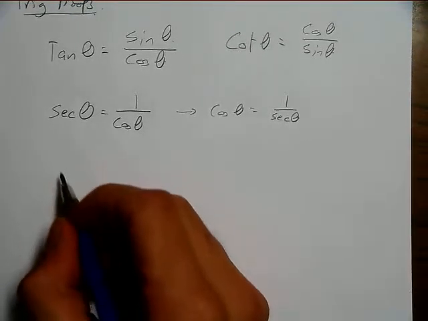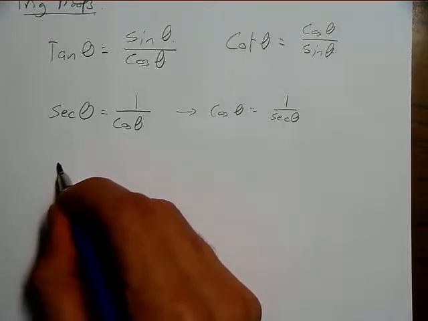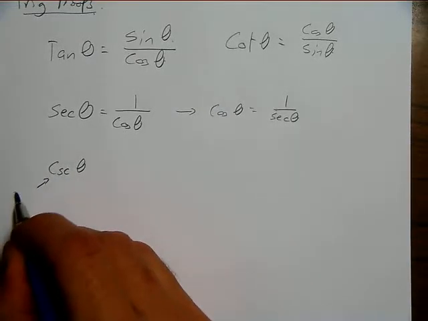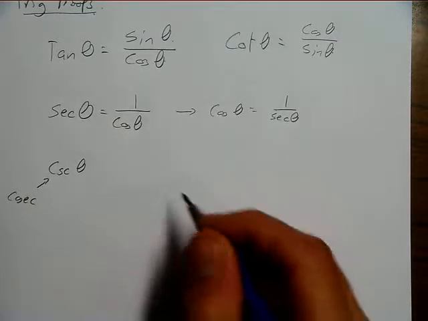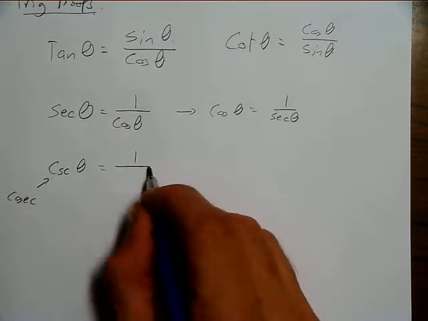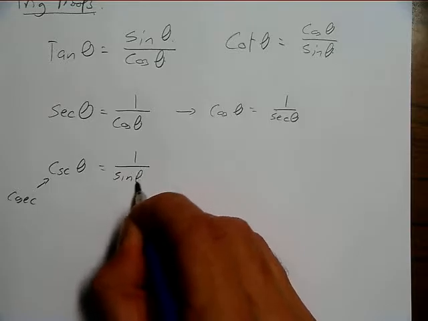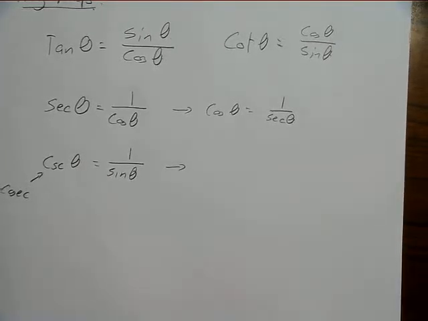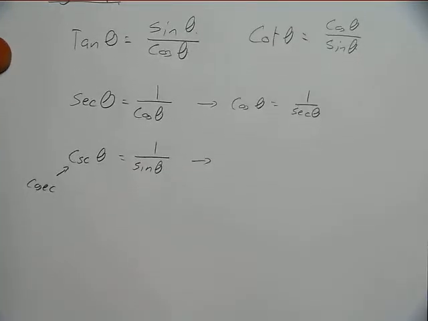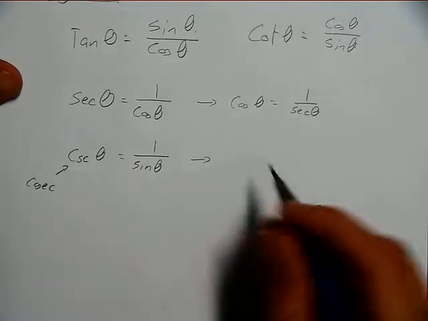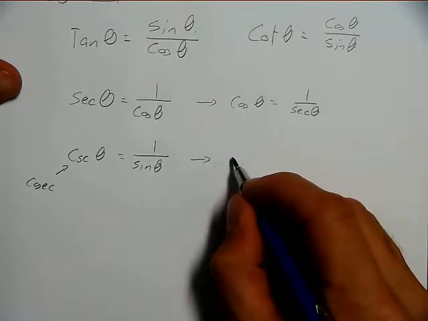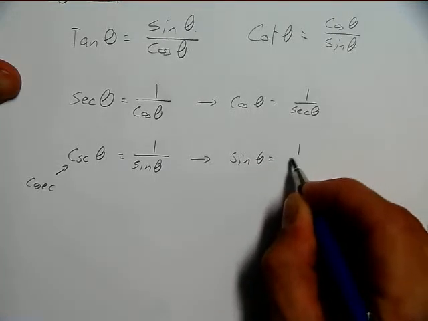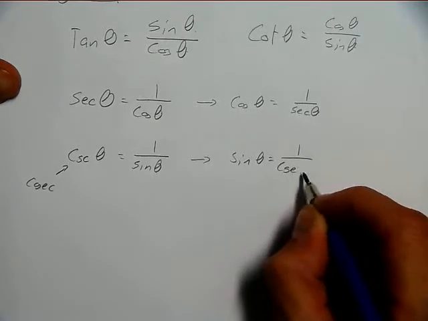And we also have another one called cosec, and I write that CSC, cosec, which is 1 on sine theta. So cosec, CSC, which is, we can also write sine theta as 1 on cosec theta.